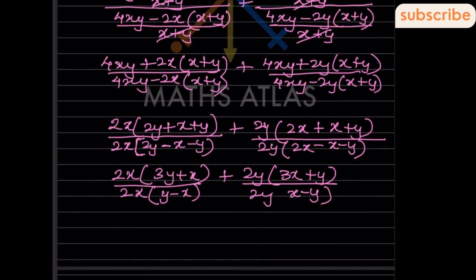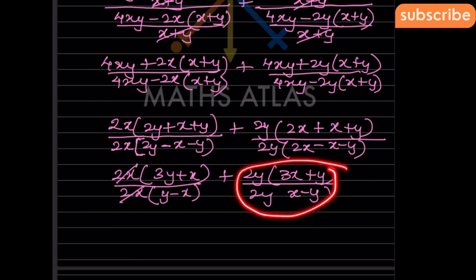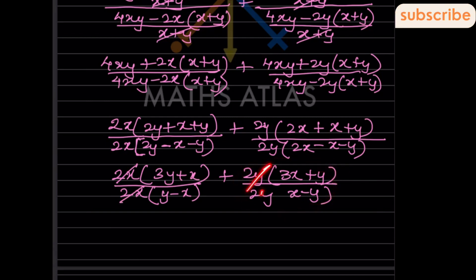So here now what we can do, now we can cancel this 2x and this 2x because we are going to think about this first part. So we can directly cancel this 2x and 2x. Same for this one, this is the second part. We can cancel out this 2y and this 2y. So yes, you can put a bracket over here. This and this will get cancelled. So what remains here is 3y plus x divided by y minus x.